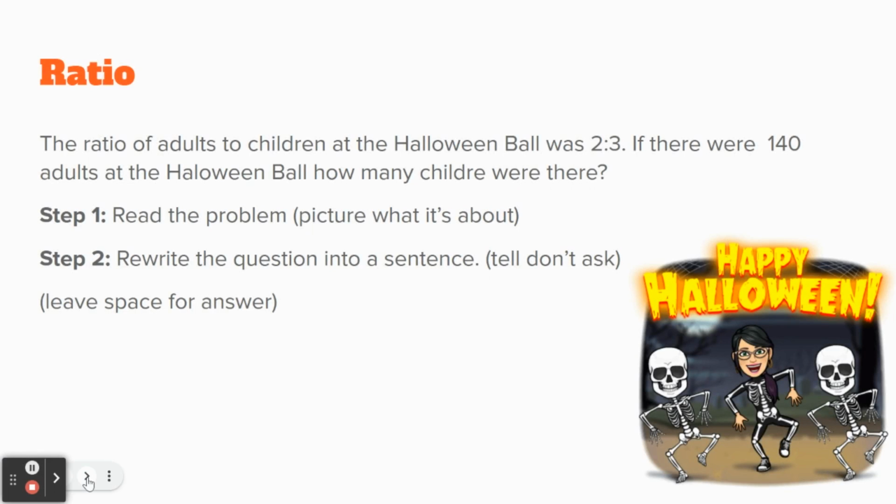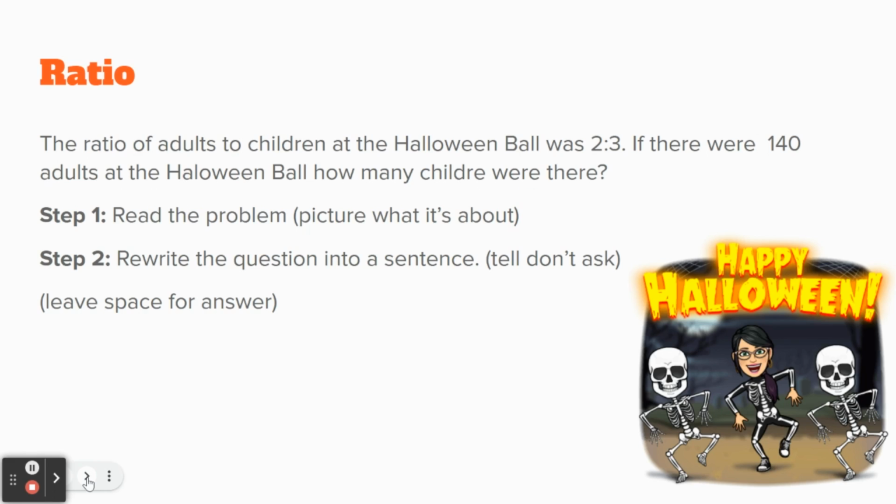All right. Now, maybe you're teaching 6th grade, and this approach can also work well with ratios. Go ahead, we'll read the problem and picture what it's about. And then we're going to rewrite the question into a sentence. The ratio of adults to children at the Halloween ball was 2 to 3. If there were 140 adults at the Halloween ball, how many children were there?